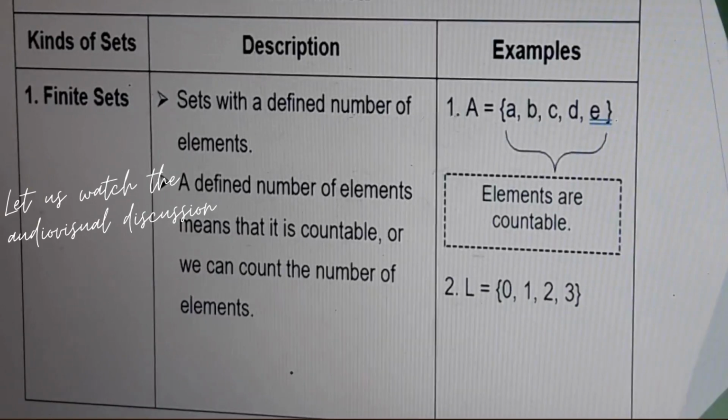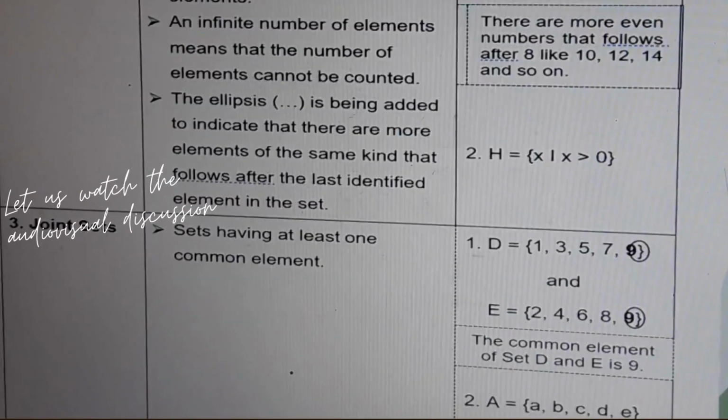First is finite sets. These are sets with a defined number of elements. A defined number of elements means that it is countable, or we can count the number of elements. For example, set A. We have the elements small letters a, b, c, d, e. Number 2, set L is equal to the set of numbers 0, 1, 2, 3. So these are considered as finite sets.